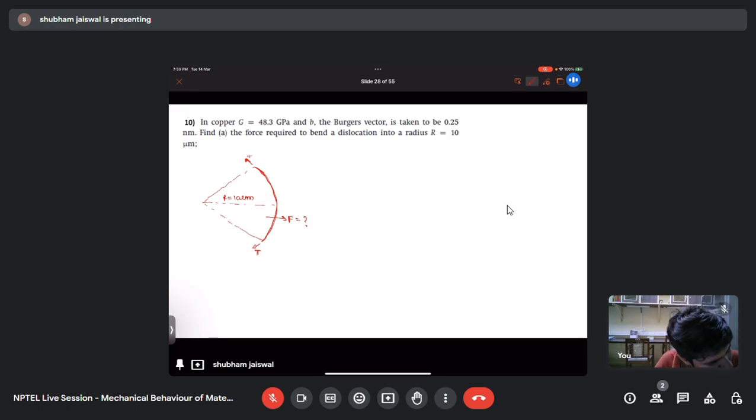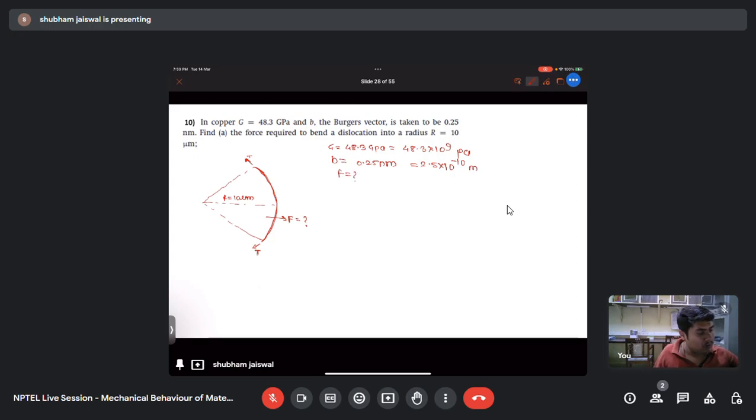So here we'll write down the given data first. G is equal to 48.3 GPa, or 48.3 into 10 to the power 9 Pascal. Similarly, the Burgers vector is also given, that is 0.25 nanometer or 2.5 into 10 to the power minus 10 meter. And they are asking us the force.